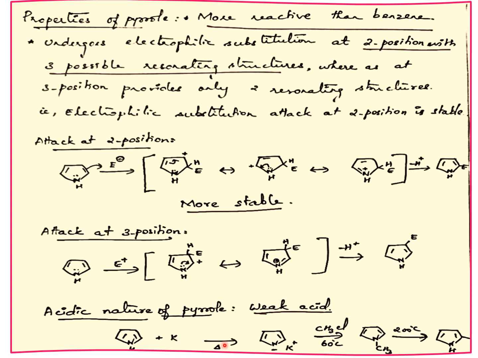It forms potassium salt, which on treatment with methyl chloride at a higher temperature forms N-methyl pyrrole, which on further heating gives methyl substituted pyrrole. It indicates that pyrrole is very weak in acidic nature.